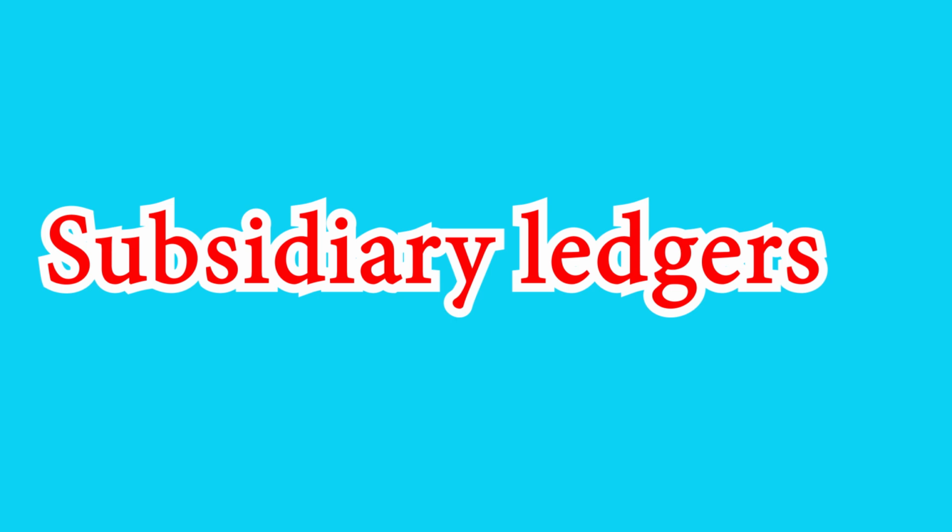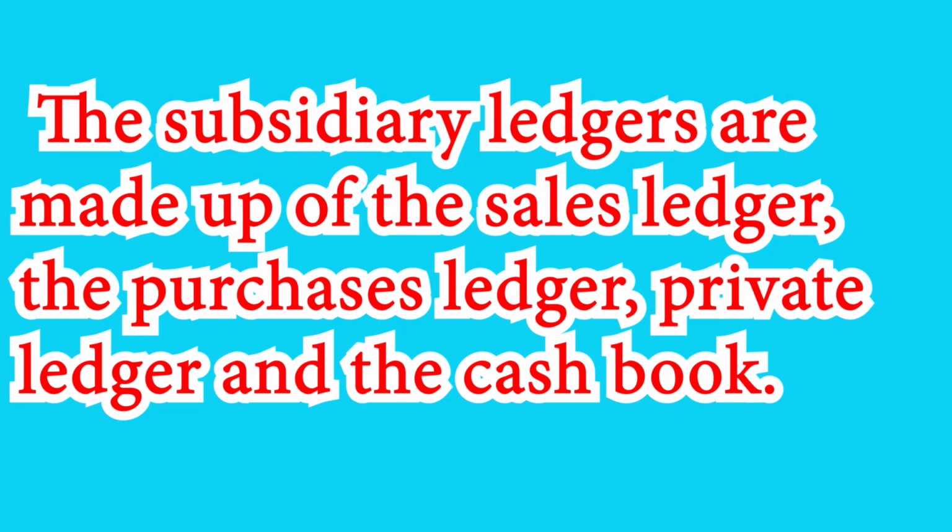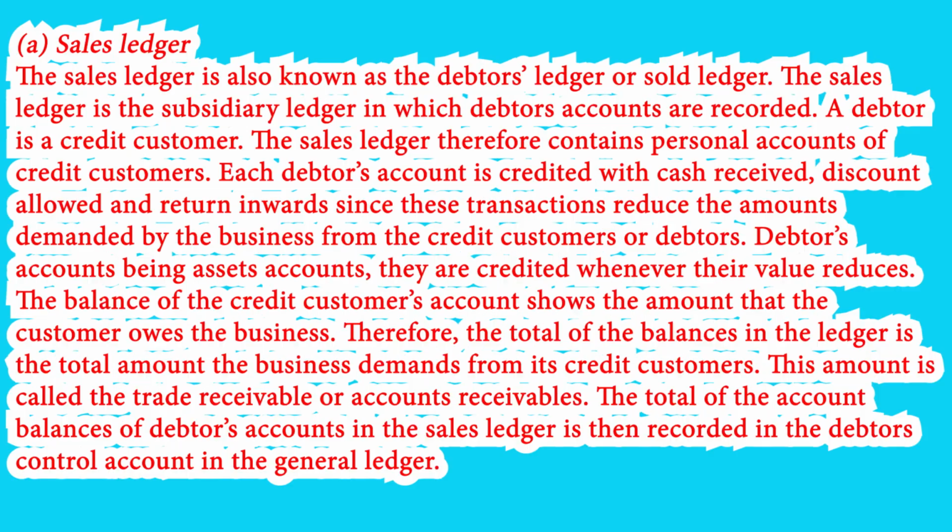Then let us look at the subsidiary ledgers. The subsidiary ledgers are made up of the sales ledger, the purchases ledger, private ledger, and the cash book. So we're going to start with the sales ledger. The sales ledger is also known as debtors ledger or sold ledger. The sales ledger is the subsidiary ledger in which debtors accounts are recorded. A debtor is a credit customer. The sales ledger therefore contains personal accounts of credit customers.